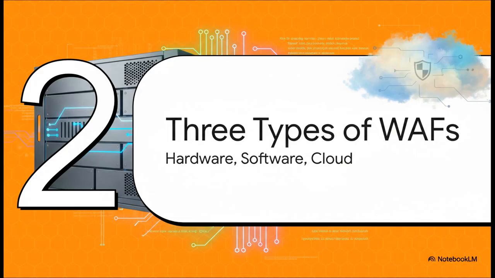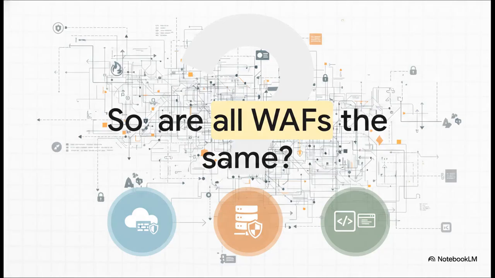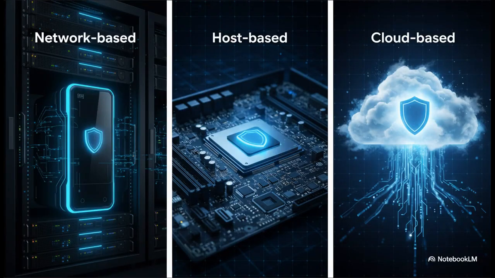Okay, but here's the thing. Just like real-world gatekeepers, not all WAFs are created equal. They come in a few different forms, and each one has its own set of pros and cons. So yeah, it's super important to understand that there are different flavors of WAFs out there. Let's break down the main categories you'll run into. You've basically got three main ways to deploy a WAF: as a physical piece of hardware on your network, as software running right on the server, or as a service that lives in the cloud. Let's see how they compare.